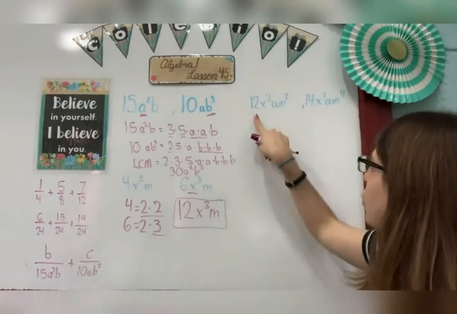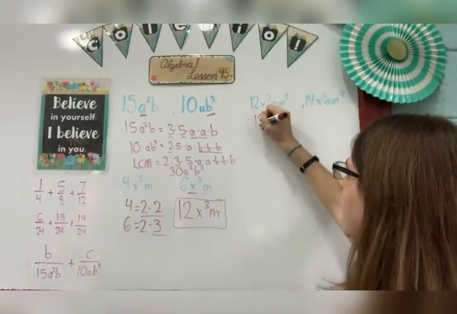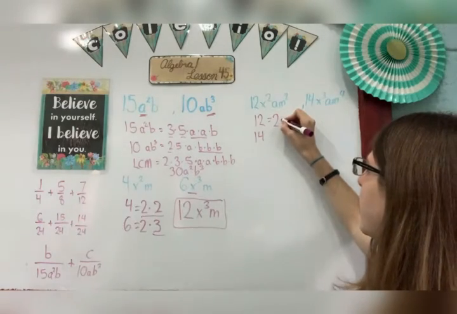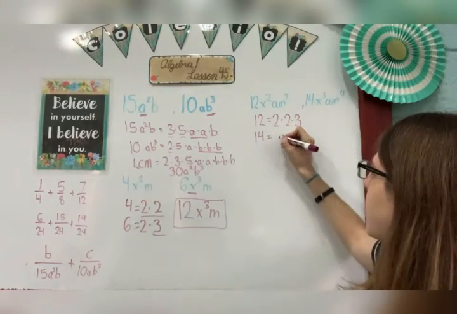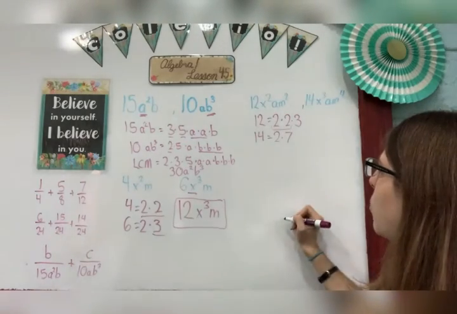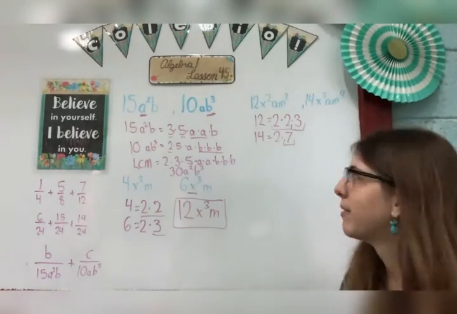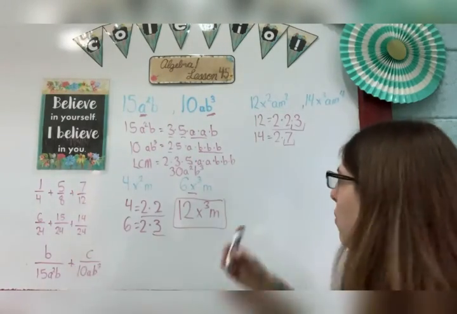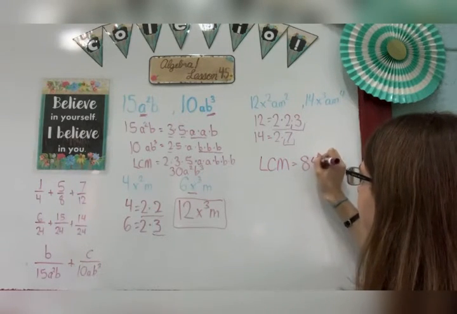So here I have 12x squared a m squared, 14x cubed a m to the 4th. So the only thing that I really need to worry about would be my whole numbers. The prime factors of 12 are 2 times 2 times 3. The prime factors of 14 are 2 times 7. So 2 used twice, as that's the greatest for 2, 3 used once, 7 used once. 2 times 2 is 4, times 3 is 12, 12 times 7 is 84. So for my least common multiple, the whole number is 84.